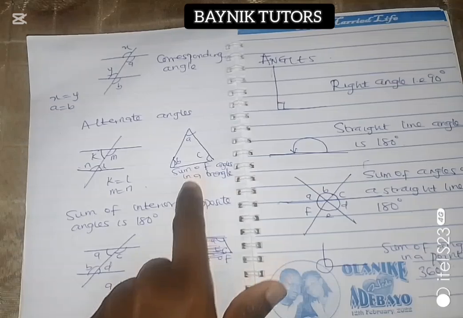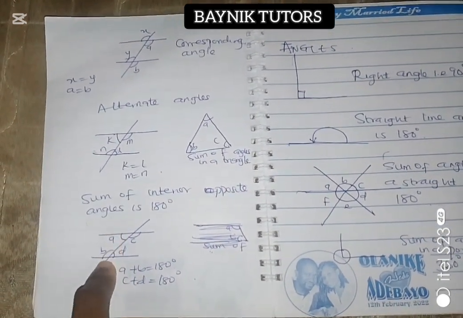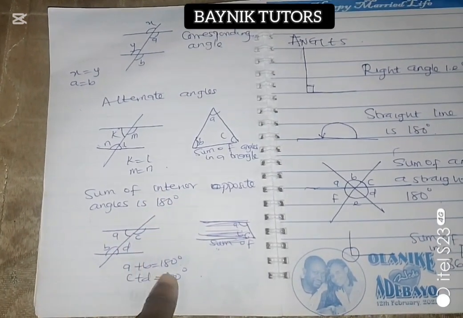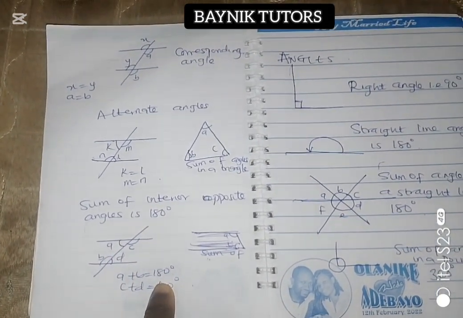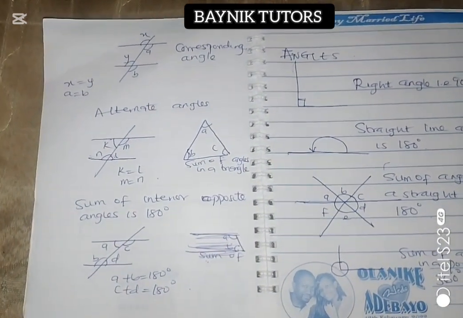Now when you see something like the sum of angles in a triangle, you should be able to solve this also. Now come to the sum of interior opposite angles. Now a plus b, then c plus d. This is the sum of interior opposite angles, which is equal to 180. So you should be able to use these angles to solve any questions on angles.